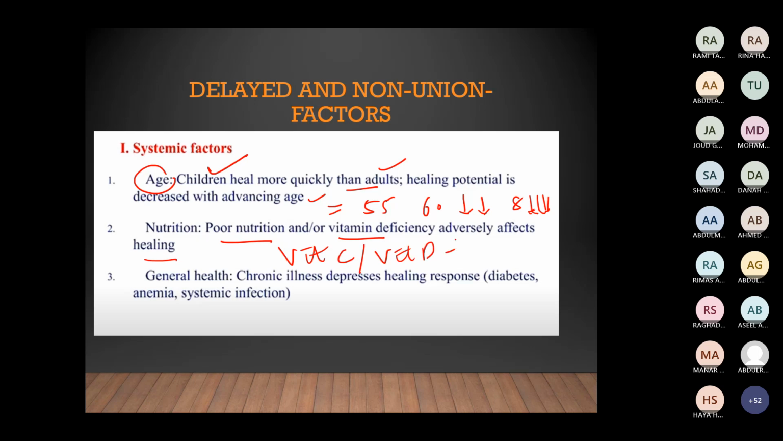Okay. Now, general health: chronic illness like diabetes is very important and delays the healing process. Anemia will have little RBC, so less oxygen will come to that area, and the healing will be decreased. And of course, systemic inflammation in the body, where the whole body is affected and there's high fever, all such things will cause malunion and delayed union.